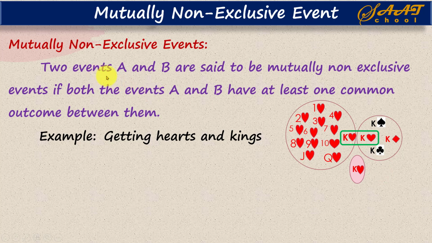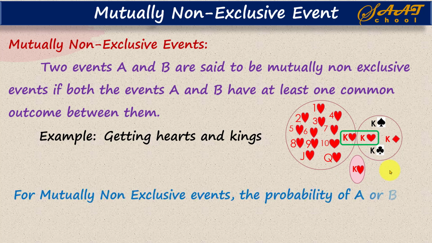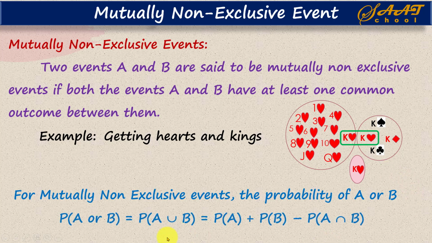Again, if you see the definition, A and B are said to be mutually non-exclusive if they have at least one common outcome. Your common outcome here is the king of hearts. That's why they are mutually non-exclusive events. Now, in case of non-mutually exclusive events, we have a relation where the probability of A or B, or P(A union B), is P(A) plus P(B) minus P(A intersection B). So this is the relation for mutually non-exclusive events.